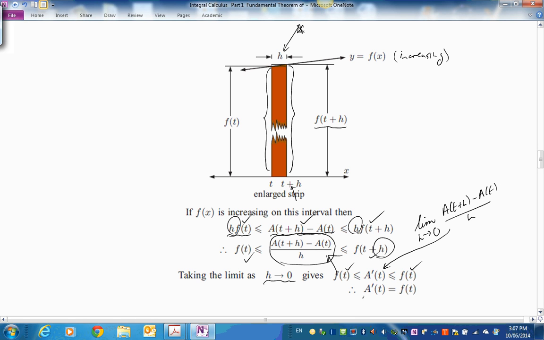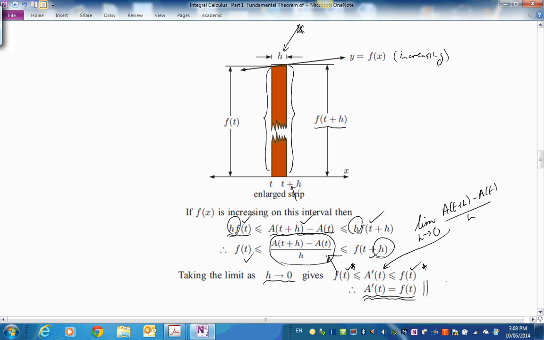Hey, so that means the derivative is jammed between these two values and they are approaching each other. Therefore, A dash t will be equal to f of t. The sandwich theorem, if you like. Sandwich between the two as h tends to naught. So A dash t is going to be f of t.